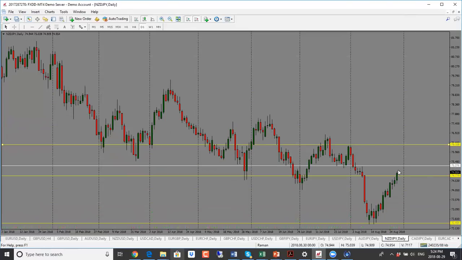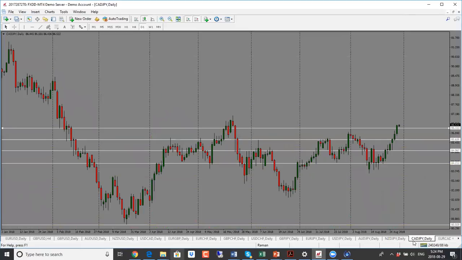New Zealand dollar here, this one is bullish. We have a nice bullish candle close, looking for price to go up further here into the 75.20 level, and then potentially into the 75.80 level to the upside. So bullish bias for New Zealand yen.